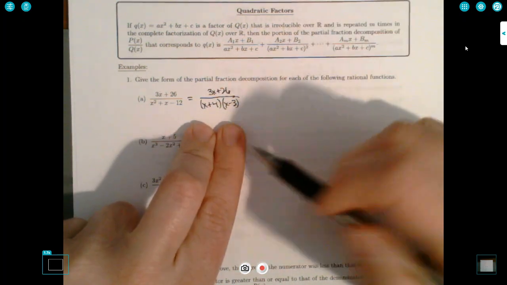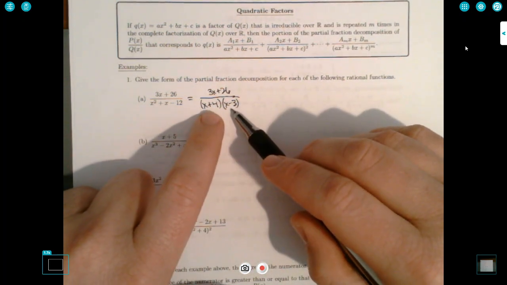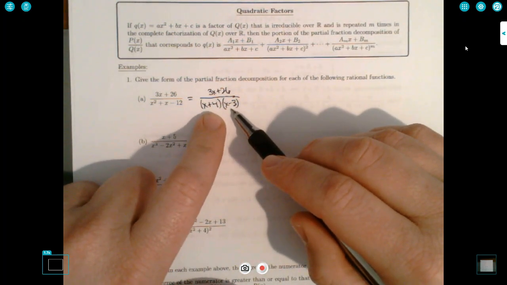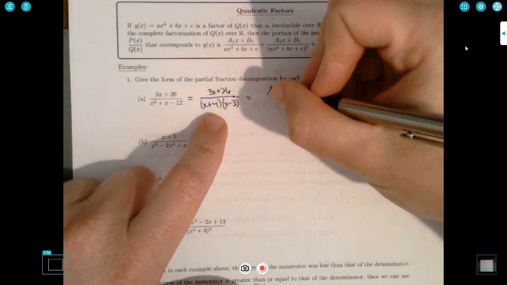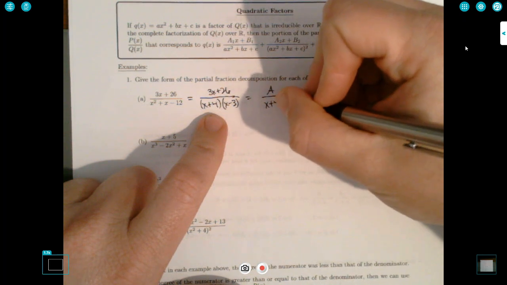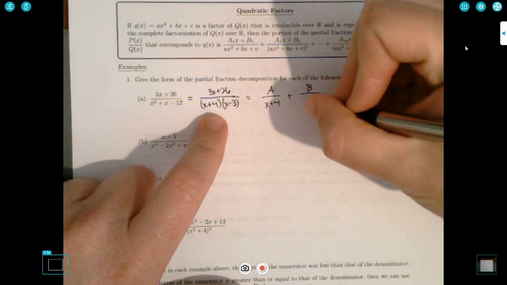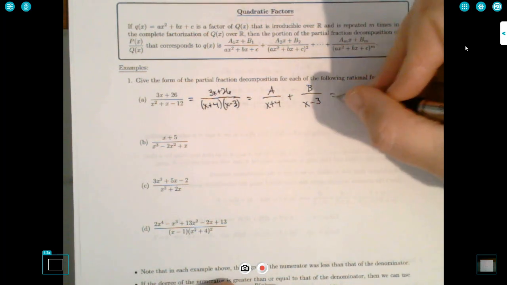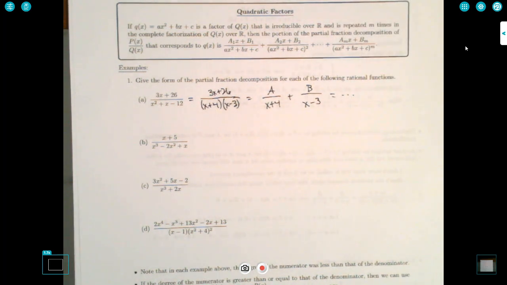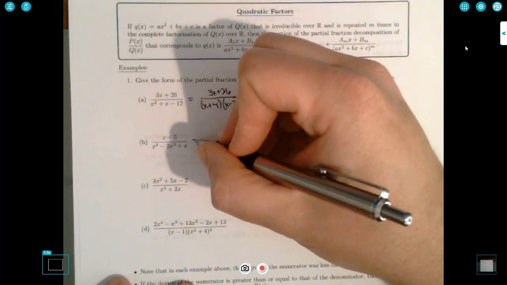And now notice that these two factors are both linear factors, and neither of them is repeated. So the partial fraction decomposition here would look like a over x plus 4 plus b over x minus 3. And then you could solve for a and b from there. But that's where I'm going to stop. Let's look at the next one.